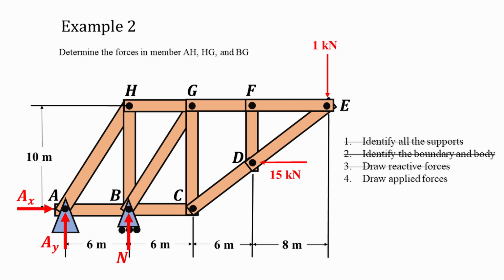Step 4. Draw applied force. Usually, weight is negligible in truss problems, so the applied forces here are just 1 kilonewton at E and 15 kilonewton at D. And they are given by the problem. So we are finished. Now let's see how to draw a section free body diagram.